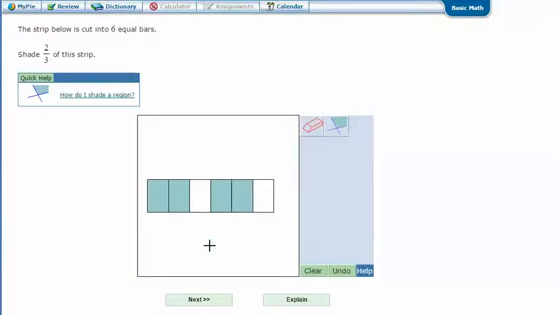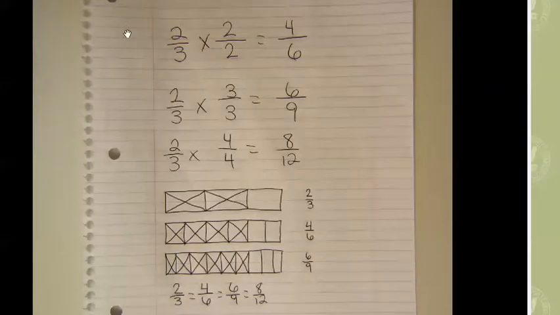or I can see that 2/3 is the same thing as 4 out of 6. So I can move them and put all 4 together, and that's also 2/3. But why does this work? Here are my notes, and I'm trying to answer the question, why is 2/3 the same as 4/6?